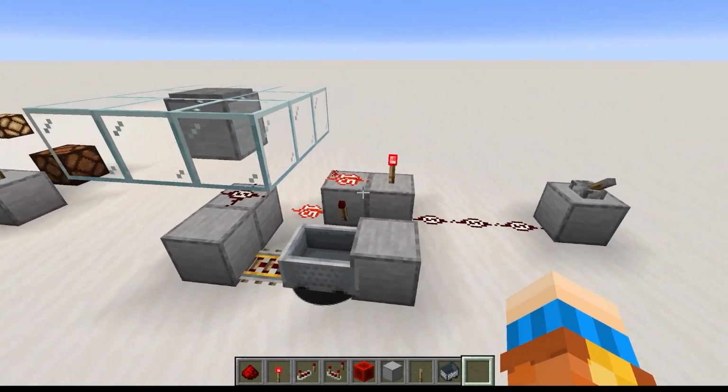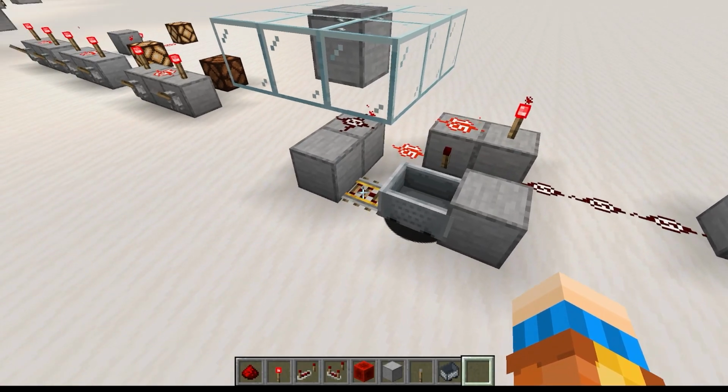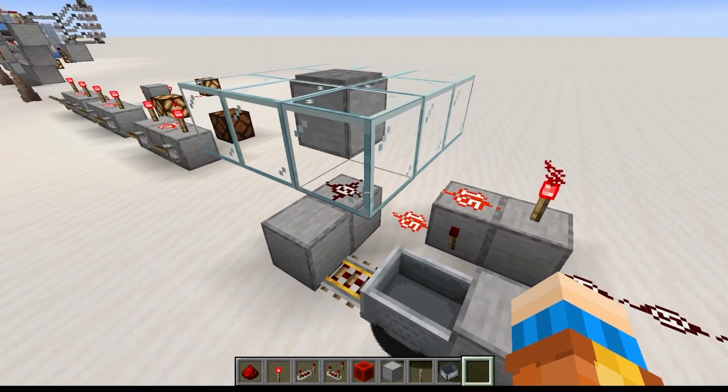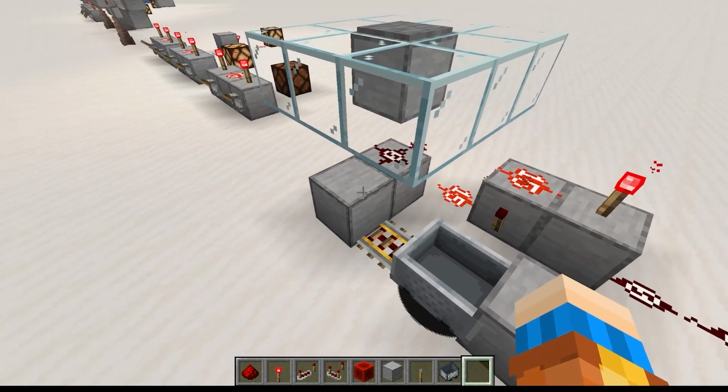From a high level, how this trap works is you have an AND gate that controls the powered rails, so the powered rails only turn on when both inputs to the AND gate are on. When the powered rails turn on, they propel TNT minecarts into the wall, where they explode, taking your victim with them.